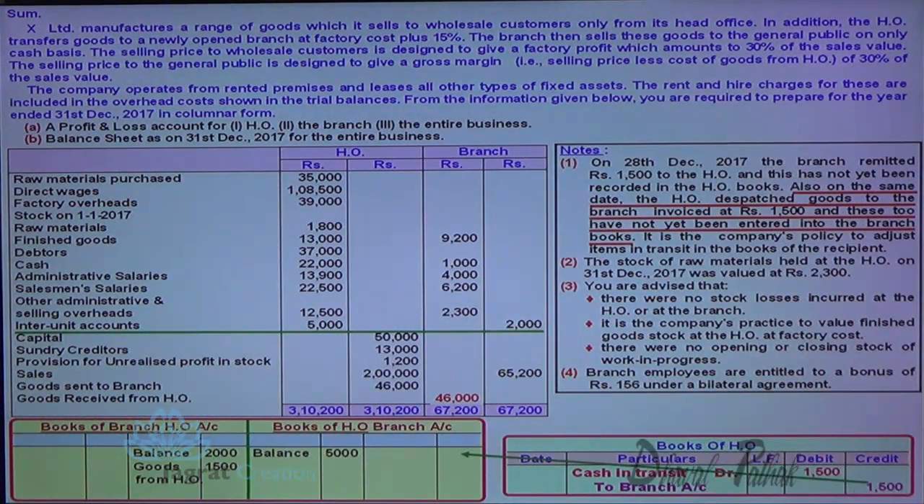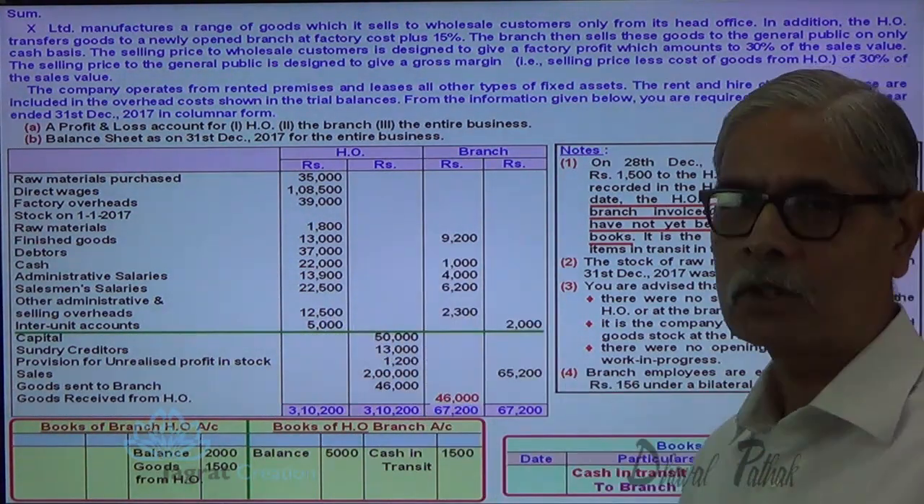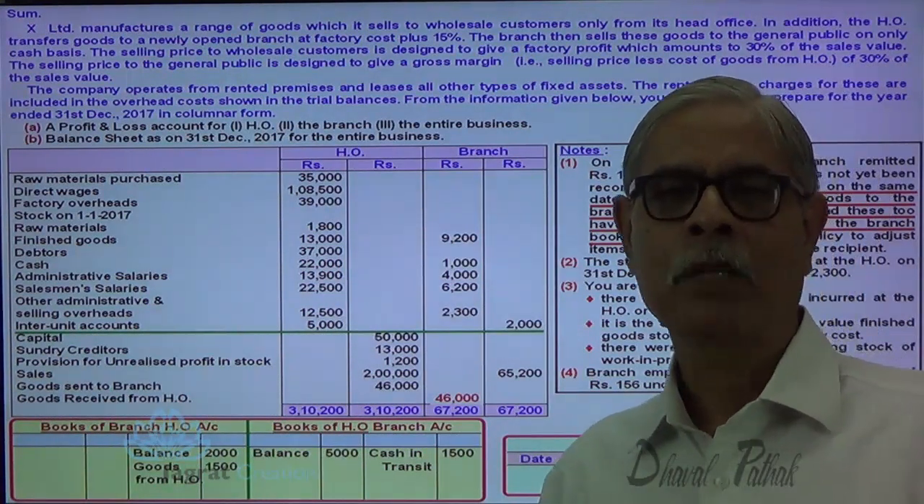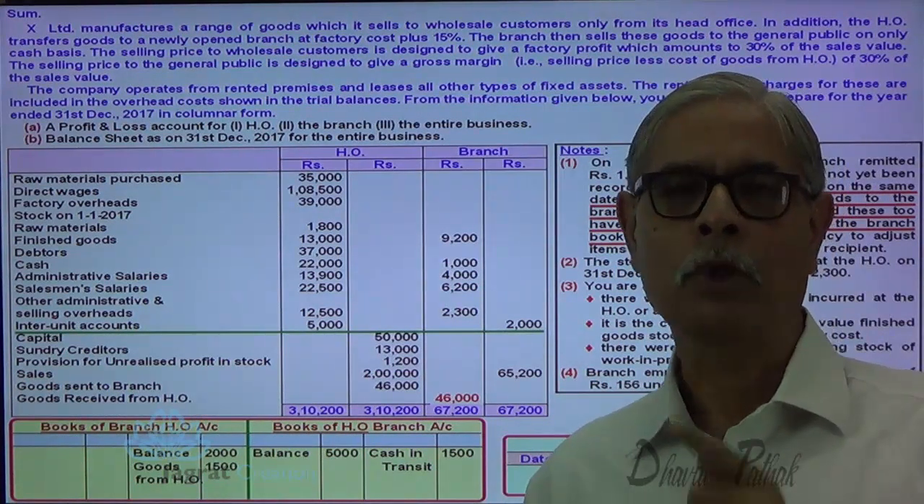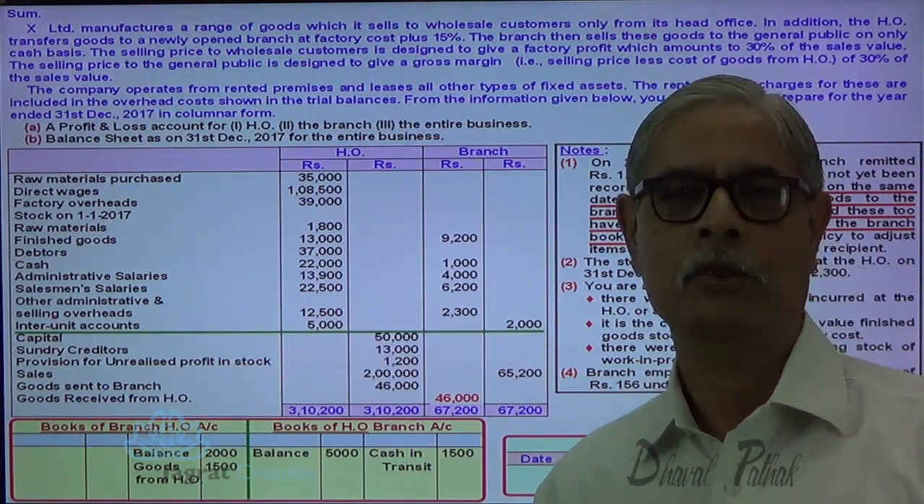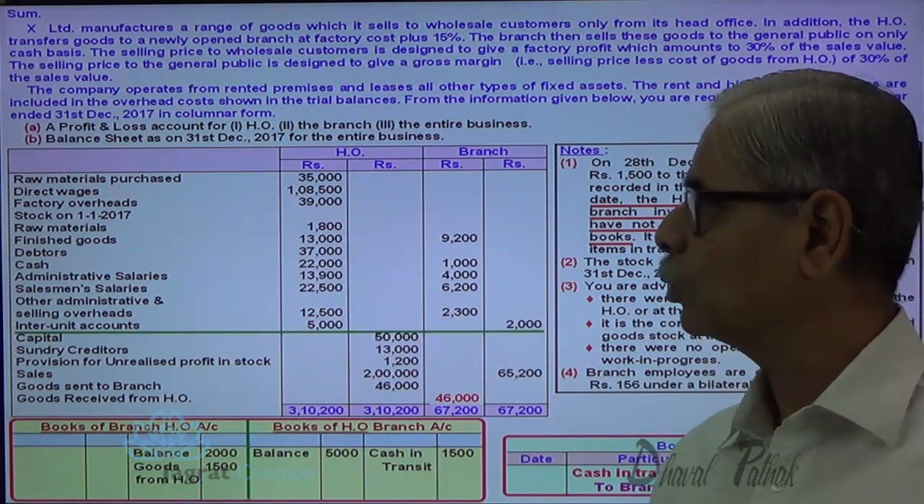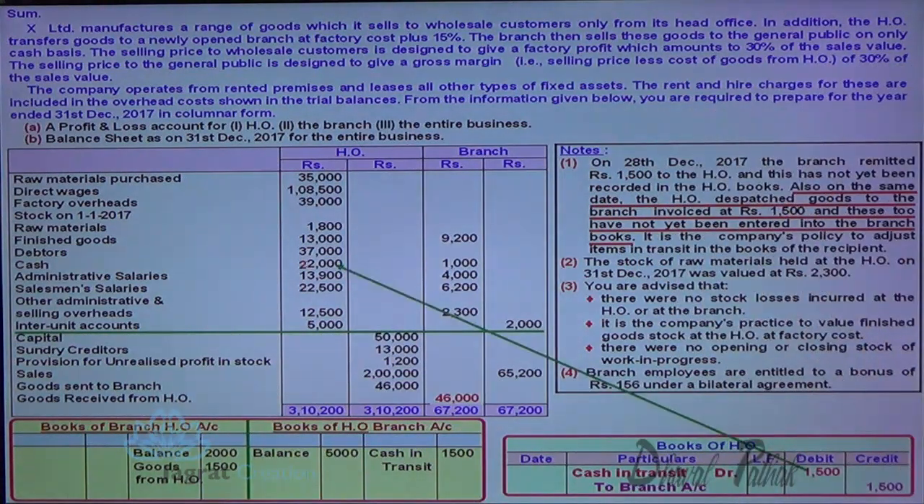To that I would like to add 1,500 and branch account is to be credited with 1,500. Notice it, 22,000 was the cash balance. Cash in transit is added because this cash is in transit with the head office as the owner, because cash is sent by branch to HO. HO is going to receive it. So I add to the cash balance 22,000 plus 1,500, 23,500.